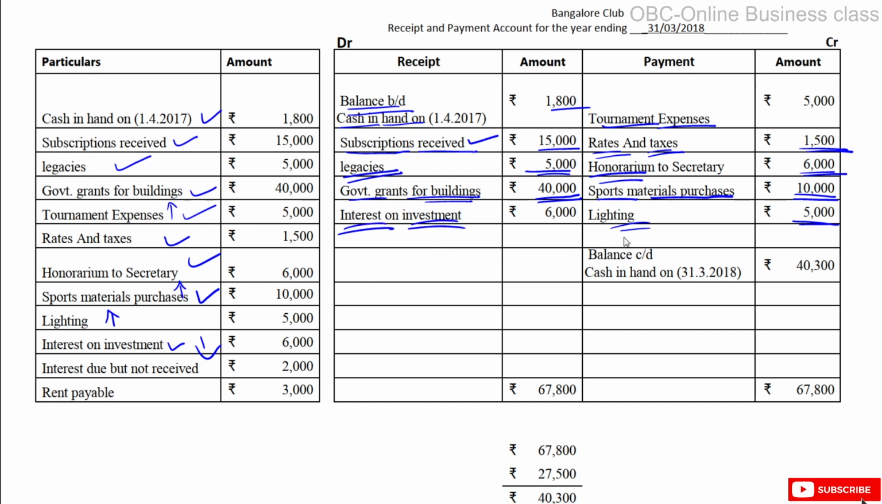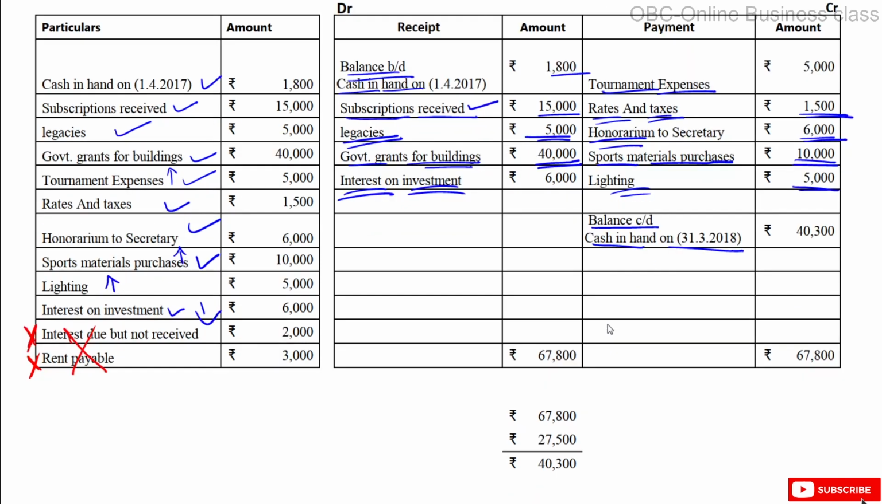Next, as we discussed in the question, these two items won't appear in the receipts and payment account because they are not cash items. Interest due but not received is not a cash item, and rent payable is also not a cash item, so we are not recording them in the receipts and payment account. Okay, we have completed almost all the entries, and we need one more entry to complete the sum, that is balance carried down or cash in hand at 31/3/2018.